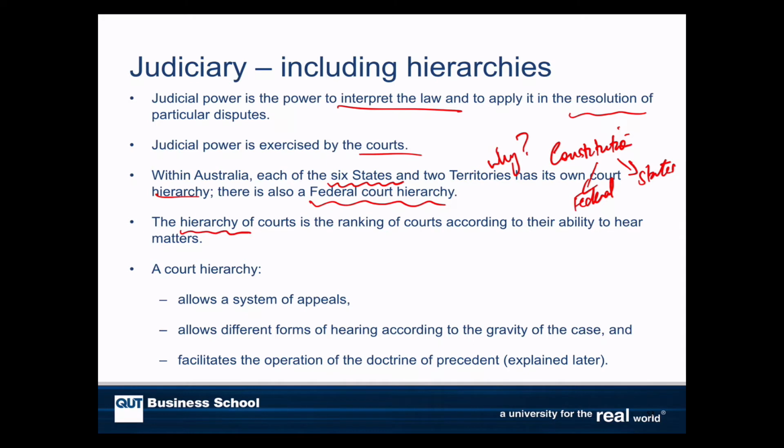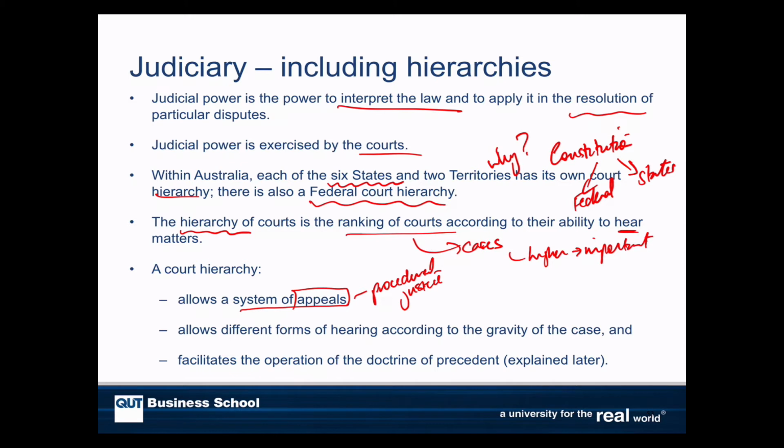So each court is a hierarchy. That means that there's a ranking of courts, and the ranking affects what they can hear or the cases that they see. So the higher up you go, the more important the cases are, because the judges should be more experienced and more knowledgeable, etc. A court hierarchy, therefore, allows a system of appeals, so that gives us some procedural justice, some natural justice, etc. It allows different forms of hearing, so more important cases are heard higher up in the court system. And we also get to see the operation of the doctrine of precedent. We'll do that next week.